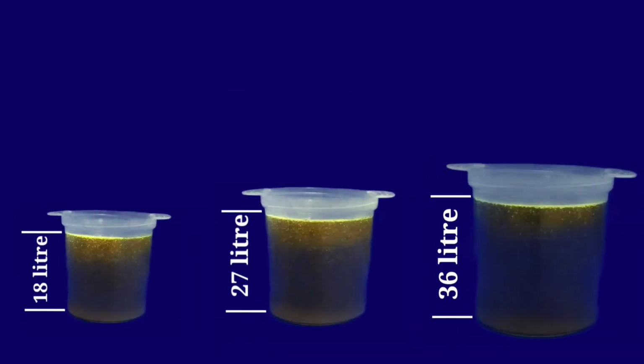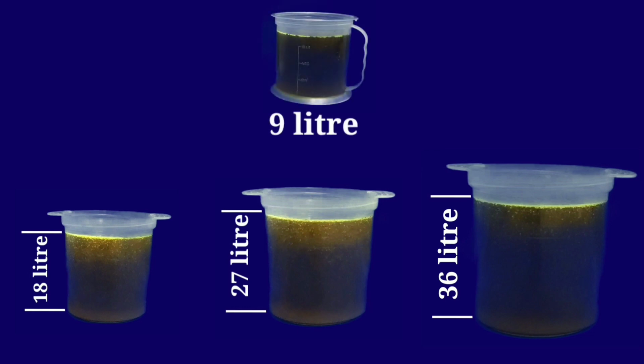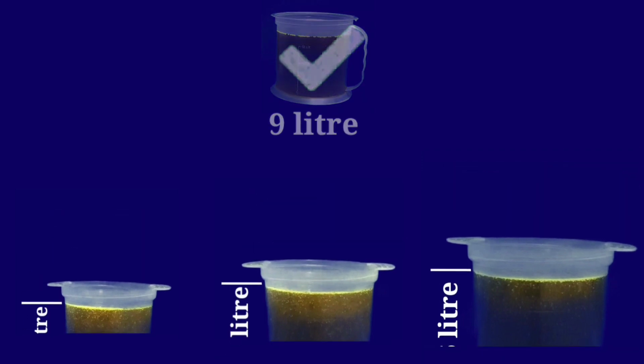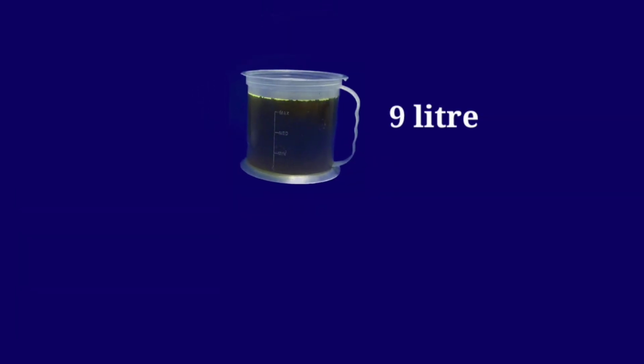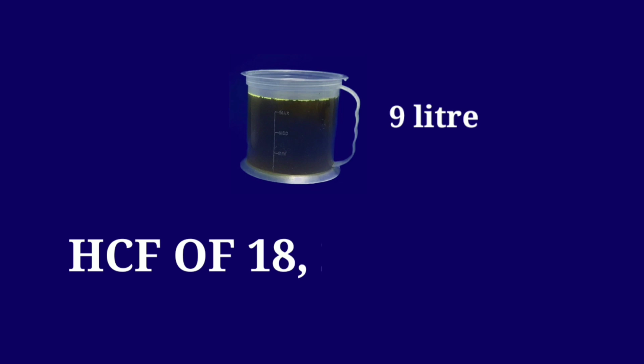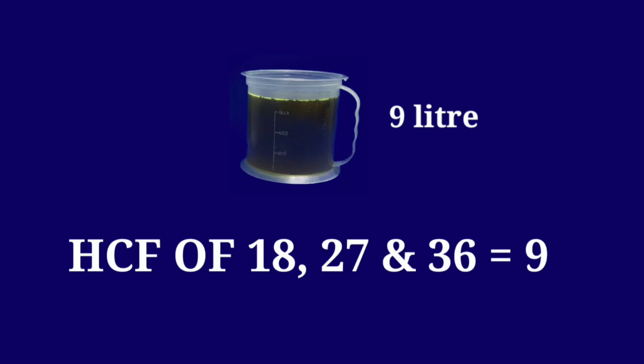Therefore, a measuring vessel of 9 liter capacity can measure the oil of all the three containers. So students, it is that required common and largest measuring vessel. We can also say that the highest common factor of 18, 27 and 36 is 9.